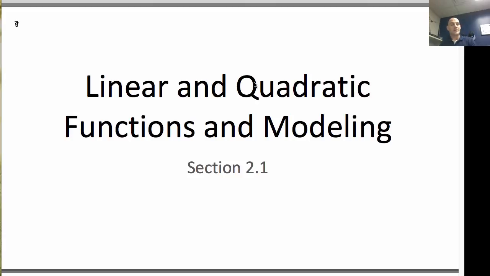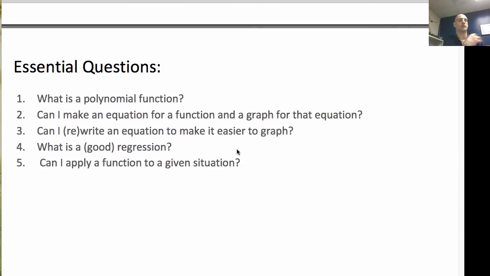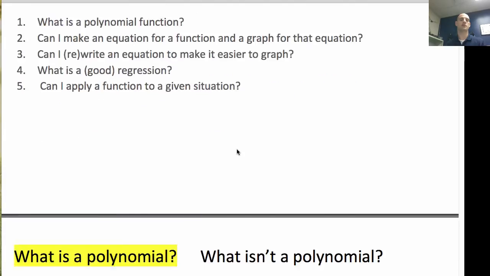Welcome back. Today we're going to talk about section 2.1, which is linear and quadratic functions and modeling. The first thing we're going to do is look at our essential questions. We're going to look at what's a polynomial function. Can I make an equation and a graph of that equation? Can I rewrite an equation to make it easier to graph? Because we're going to look at the forms. What's a good regression? Can I apply a function to a given situation?